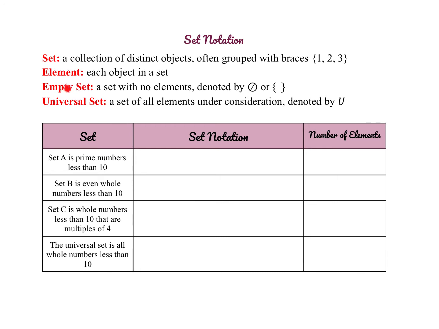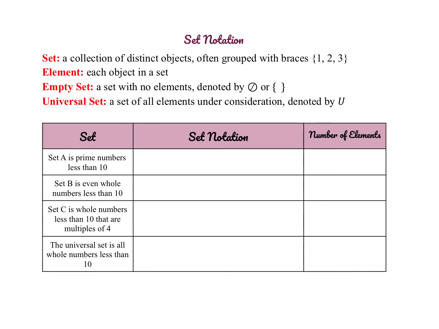An empty set, as you can guess, is just a set that is empty. There are no elements in it. It can be denoted by this null symbol or just simply braces with nothing inside of them. And then a universal set is a set of all elements that are under consideration, denoted by the capital U. So we're going to talk about how to write some different sets.